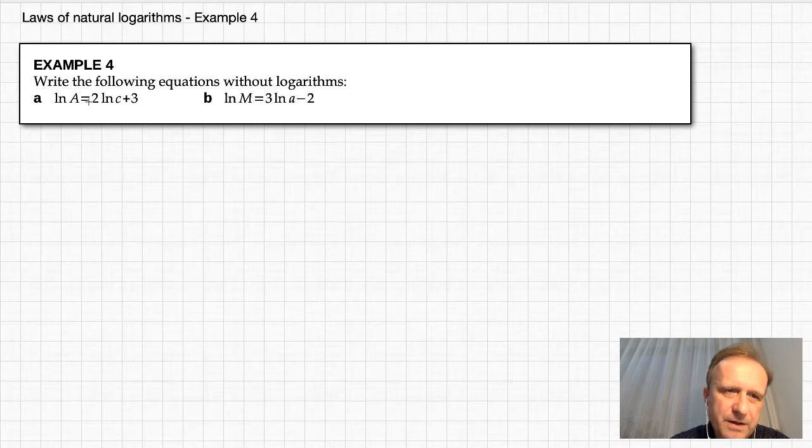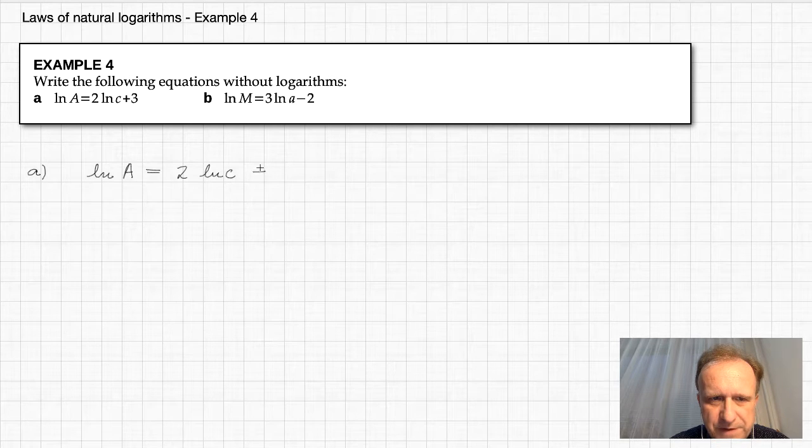Example 4, write the following equations without logarithms. So in part A we have the logarithm of A equals 2 times the logarithm of C plus 3. Now naturally we suppose here that A is positive and C is positive in order for us to be able to evaluate these logarithms at all. So A and C have to be positive.